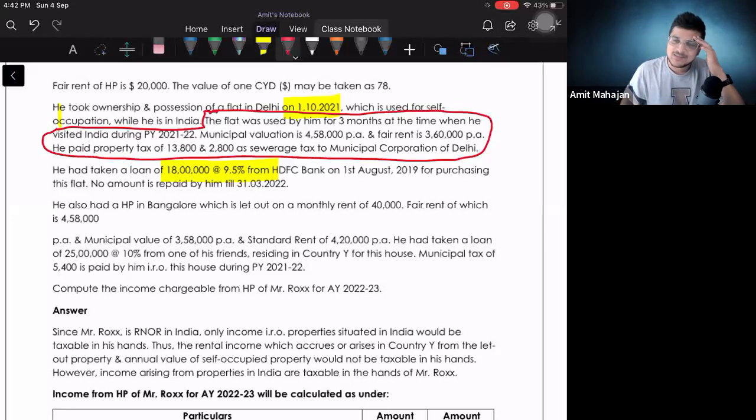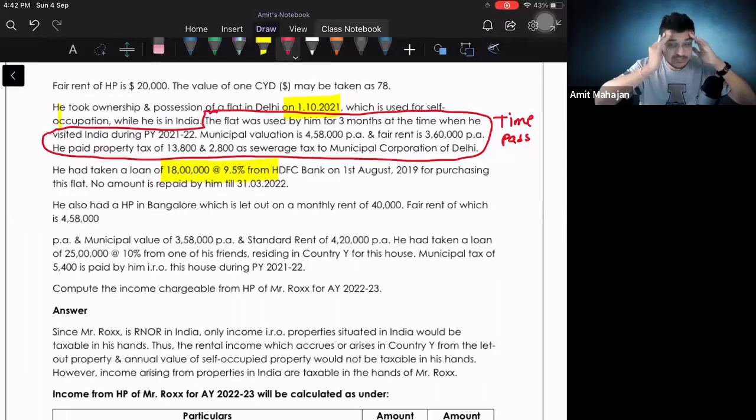What should I write? Because it is self-occupied, how many days it was used does not matter. What is the municipal value? Does not matter. What is the fair rent? Does not matter. What is the tax he has paid? Does not matter, because my NAV is zero. The question is such a big question, but the answer is only this much. So for the Delhi property, my NAV is zero.